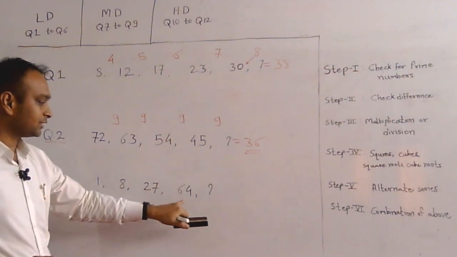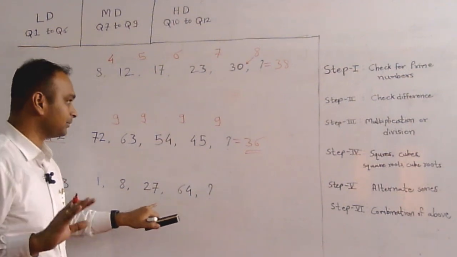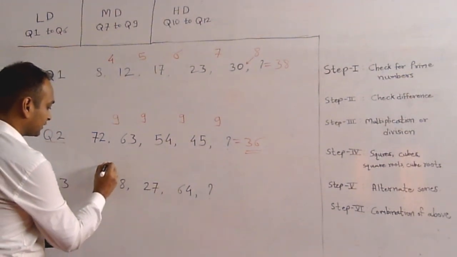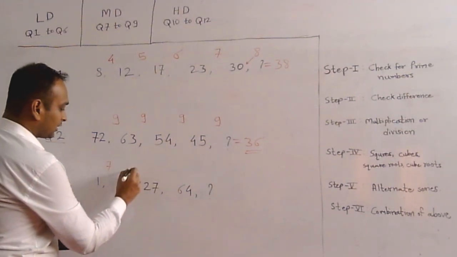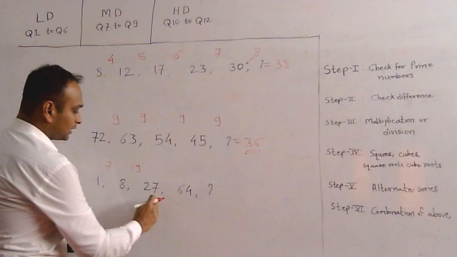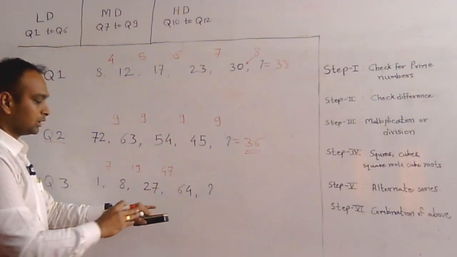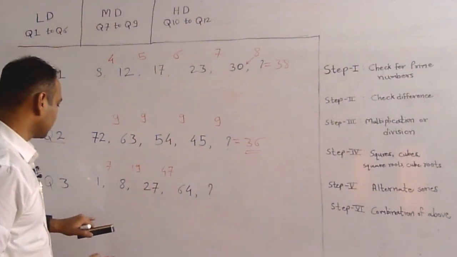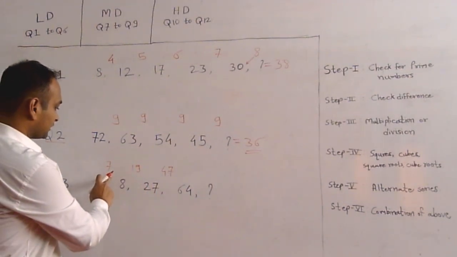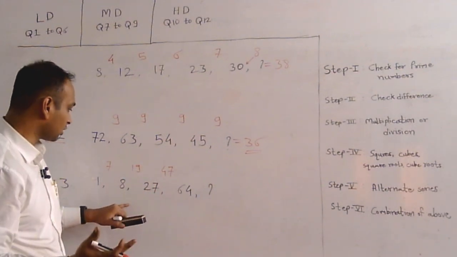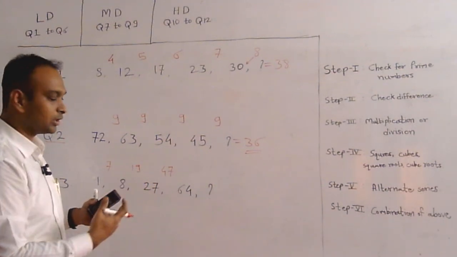1, 8, 27, 64. Obviously these are not the prime numbers. Let's check for difference. Here the difference is 7. Here the difference is 19. Here the difference is 47. So here you can check 7, 19, 47. So there is no such logic when we are checking for differences.